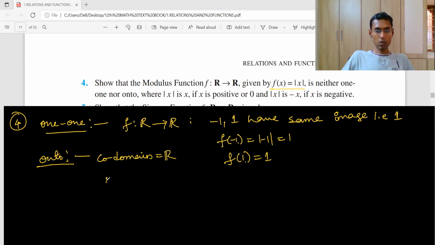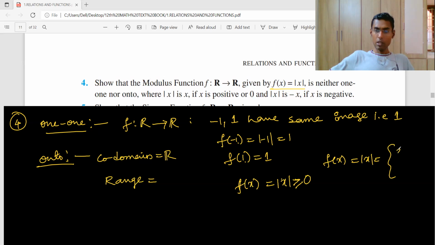What is the range? Range is again the set of integers. No, no. Range is the set of non-negative numbers. f of x is mod x, and mod x is greater than or equal to 0 always. So the range is not the whole set of real numbers. Mod x is x if x is greater than 0, 0 if x is 0, and minus x if x is less than 0. If it is negative, we multiply by minus to make it positive. So it is a positive real number.